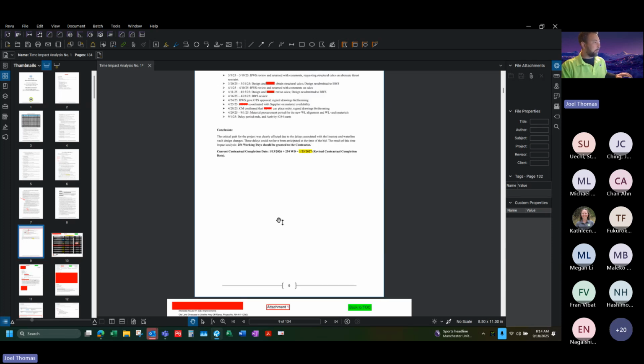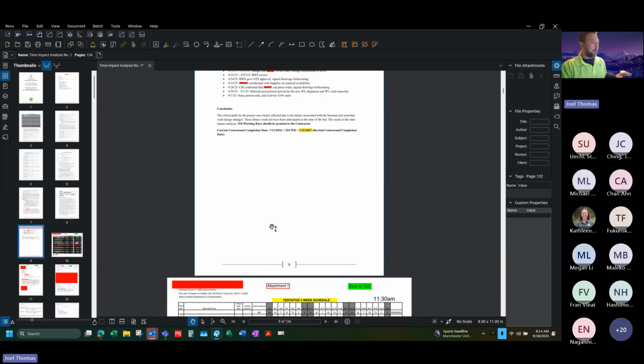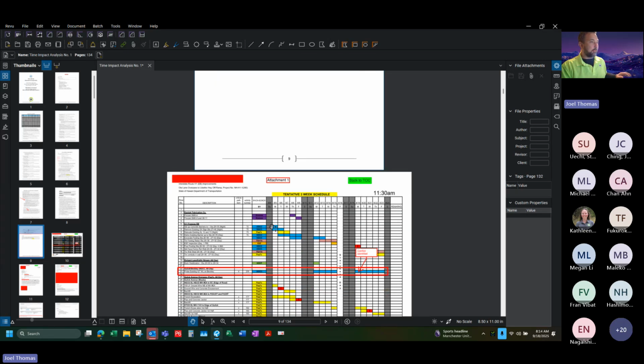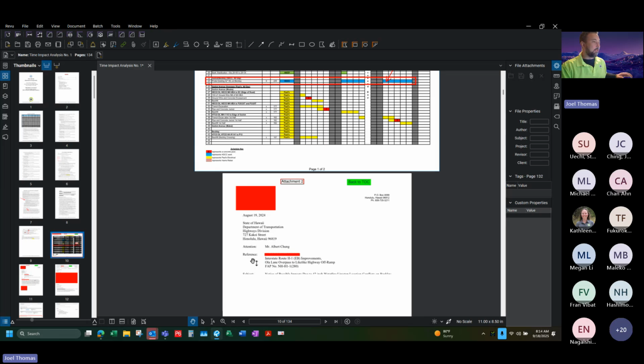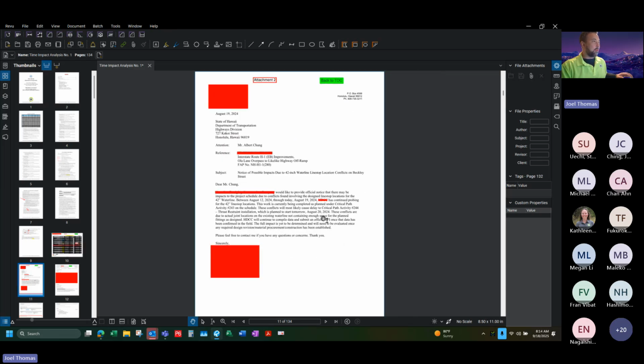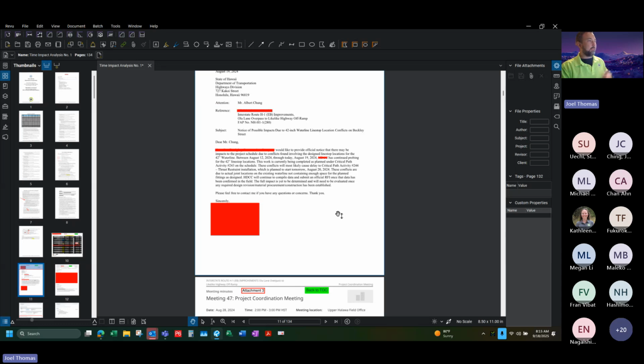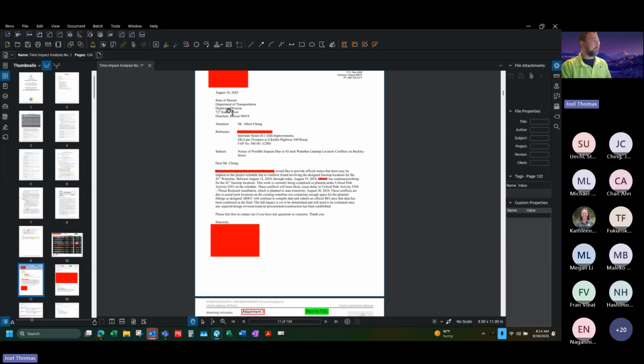And then just including all of the backup documentation. Like I had the 3-week schedule that shows that this 3-week schedule was given to us back in early August of 2024, and it was just highlighting the critical path activity that ended up getting impacted. And then this is the notification letter that they had submitted to us, giving us a heads up, and this was sent to us on August 19th, 2024.